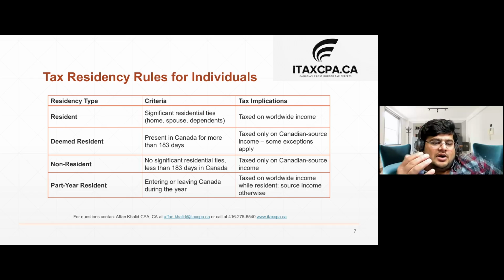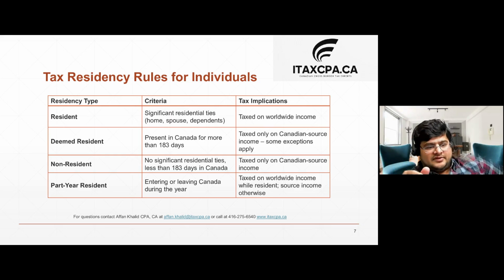But if you are staying in Canada for less than 183 days, and there are a few other conditions, then you should be exempt. Or if you have already applied for the waiver, then your salaries are exempt from Canadian taxation. Okay.